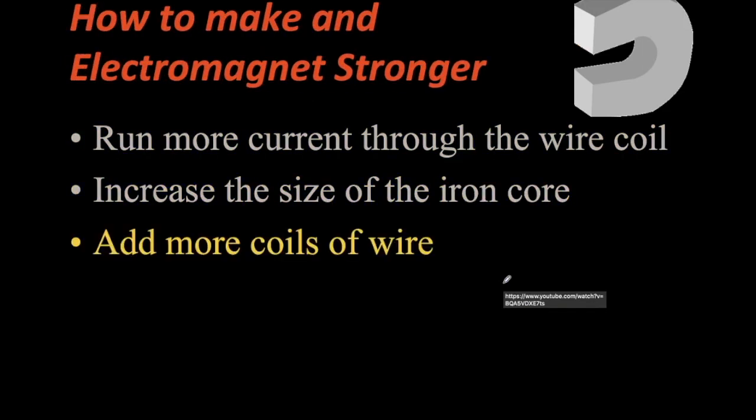So if you wanted to make your electromagnet stronger, you could run more current through the wire coil. You would probably need a lot bigger energy source to provide that electric current. You can increase the size of your iron core, the bit that's going to make it magnetic, or you could add more coils of wire, which would increase that as well.